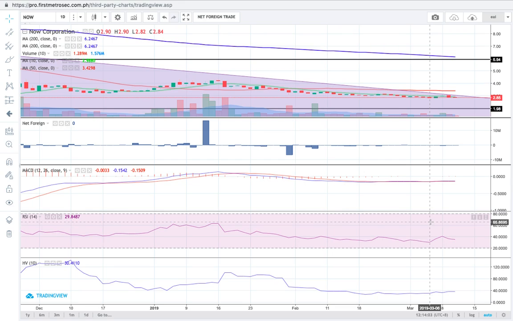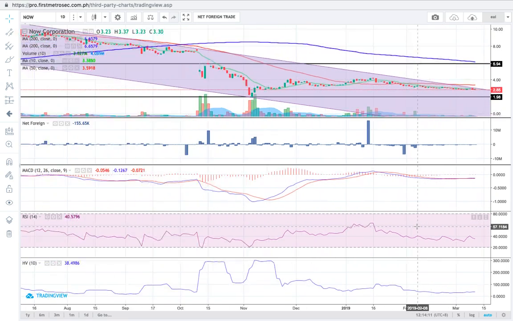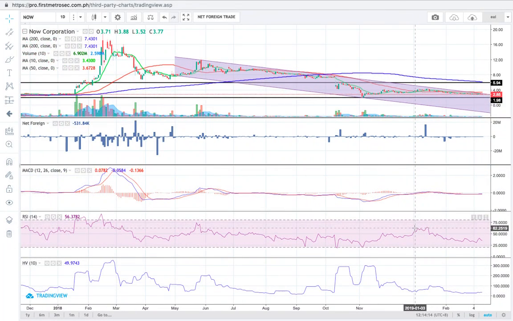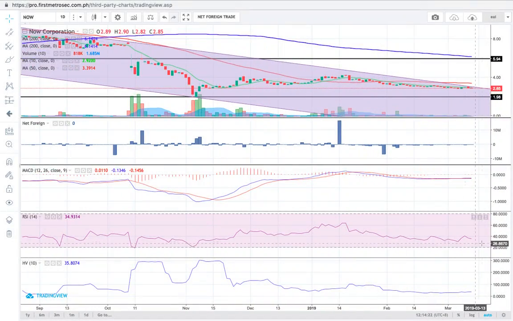That's why, again, I'm going to say this again: the price has been moving in a sideways direction since November last year. But overall, when we zoom it out, we see that it's still in a downtrend channel since February of 2018. Now, when it comes to the risk level of Now Corporation, it's still a low risk stock because of its historical volatility score of 36%.